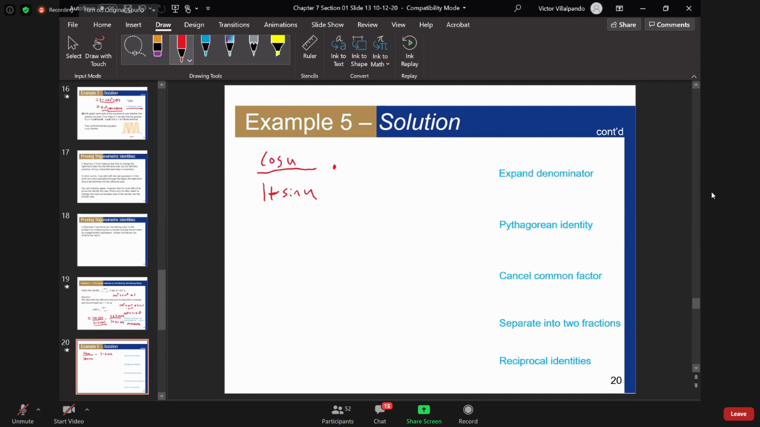But let's backtrack to our problem. It was one minus sine. So multiplying it against its conjugate is pretty much going to be a FOIL, right? So for right now, it's going to be cosine u times 1 plus sine u. Let's go ahead and multiply that, but let's leave them as is. The reason I want to leave them as is, I want to factor them.